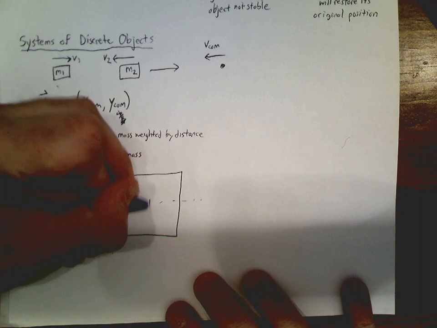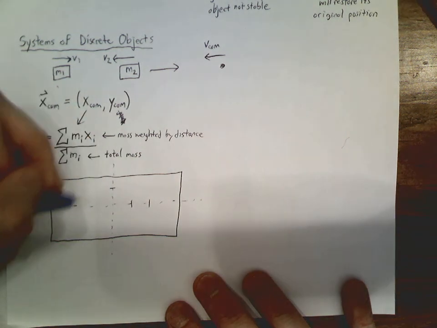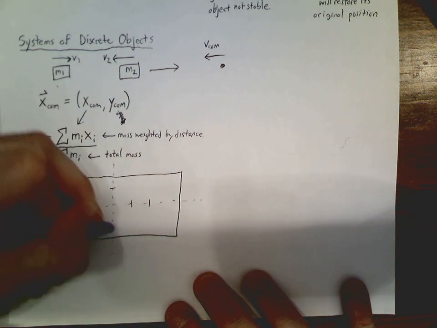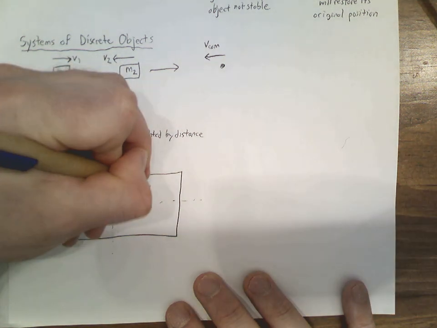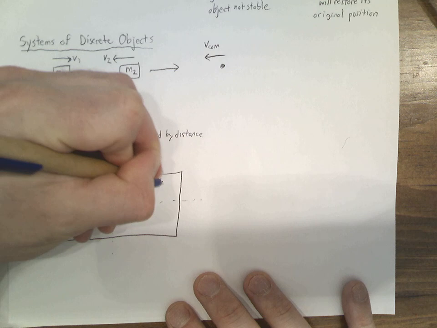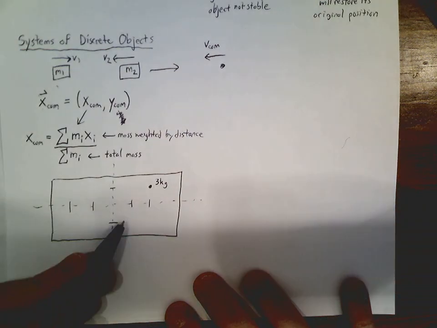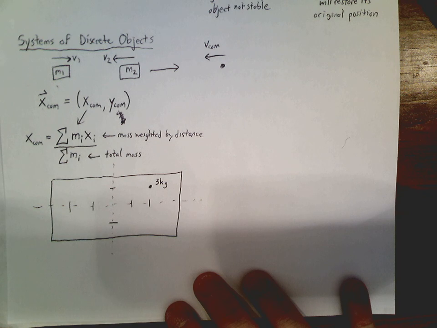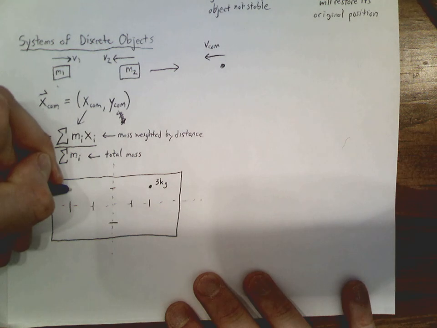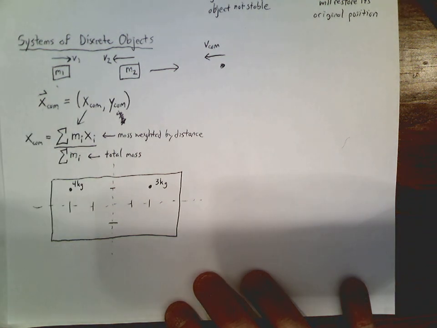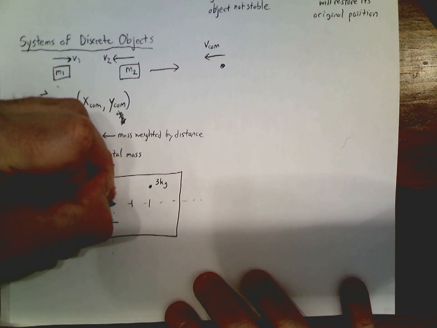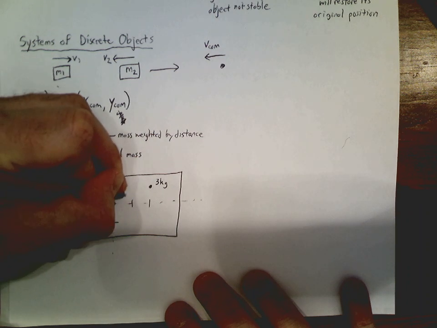I've marked out a little grid on my table so I can more easily measure where things are. And I have a 3 kilogram object at this point here, which is 1 unit up and 2 units to the right. I'm going to place a 4 kilogram object 2 units to the left and 1 unit up. I'm going to place a 2 kilogram object exactly at the center of the table.